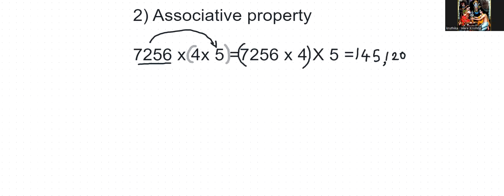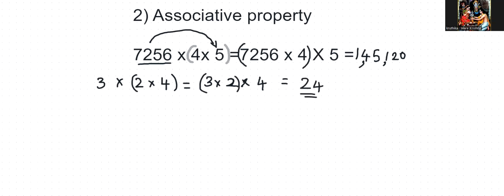Okay, so we'll see this with simple numbers, 3 into 2 into 4, which is going to be the same when you group it in any way you want. Okay, if you group first 4 and 2, you get 8. 8 3s are 24. 3 and 2 you group, it is 6. 6 4s are 24. So the product will not change in any way you multiply them. In any form you group, the answer is going to be the same.